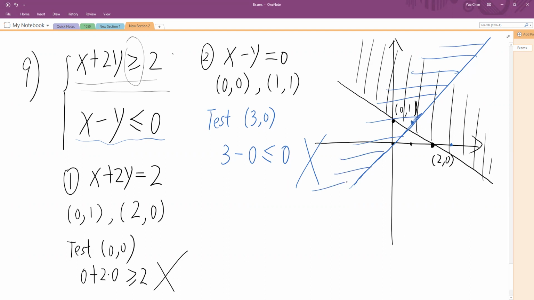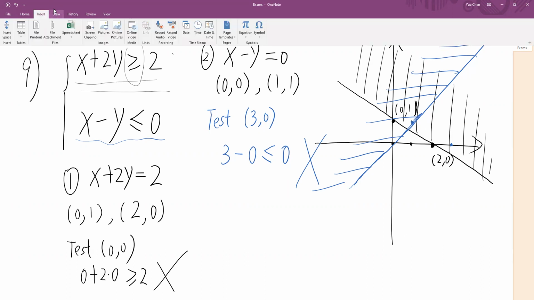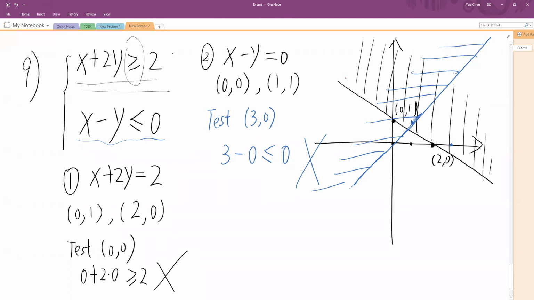So what is the common region? The common region is this red color. This is one boundary, can you see it? This is another boundary, and the region between them is your solution region for this linear inequality system. Any questions?